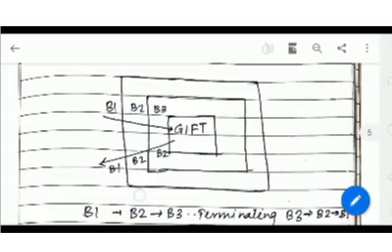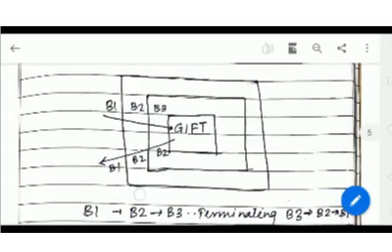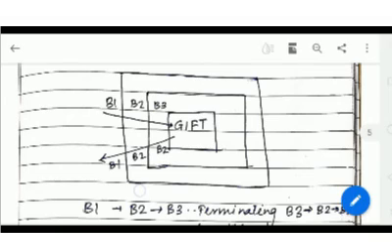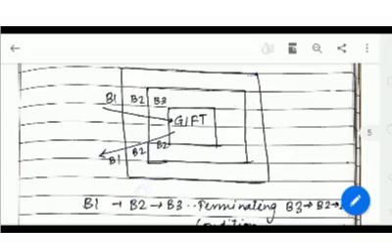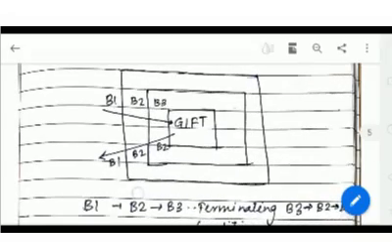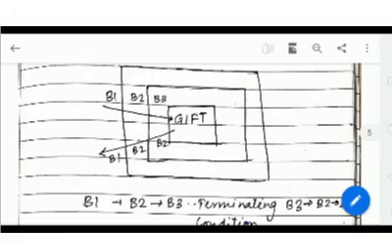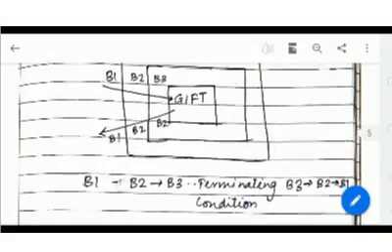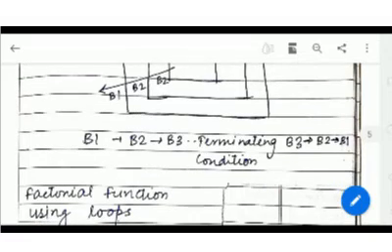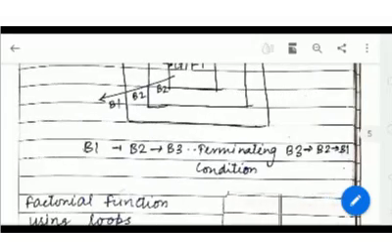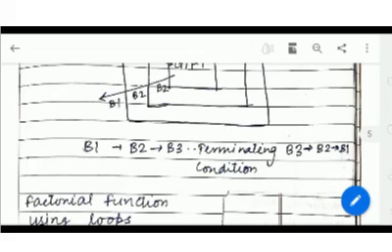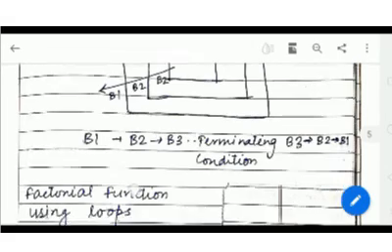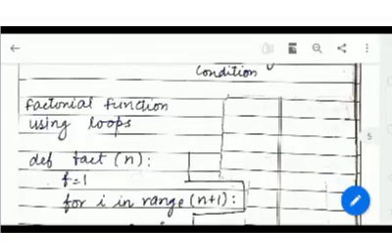The concept says the innermost box will be closed first. Like if the order to open was B1, B2, B3, then the order to close the boxes will be B3, B2, B1. Okay, B2 has been written twice, so the inner one is B3 actually. So if I've opened the box B1, B2, B3 and there is a terminating condition, means there is no box to open now, then when you close them, it will be B3, B2, B1. This is the scenario that we have to keep in mind when we understand the problems of recursion.